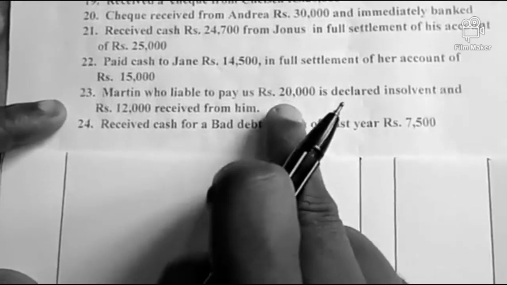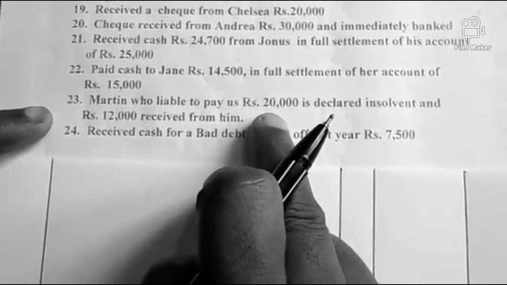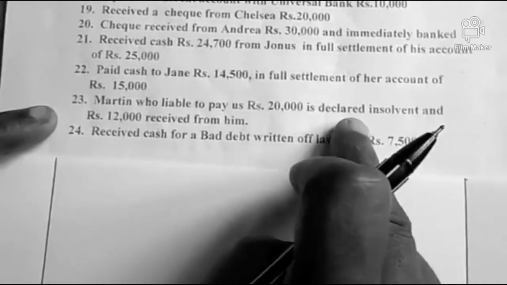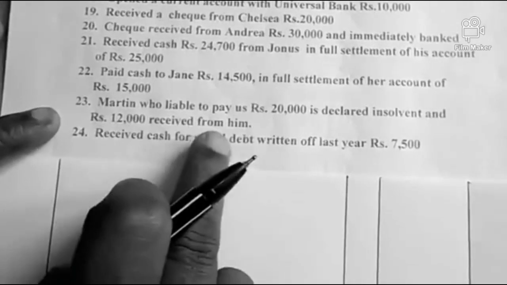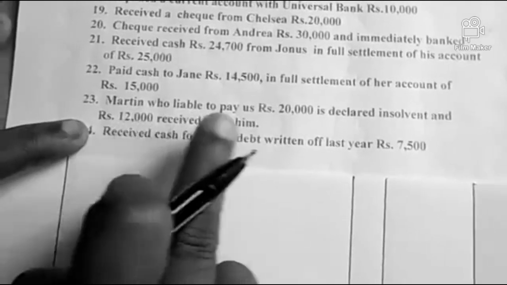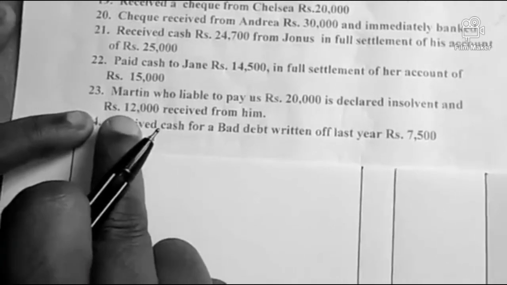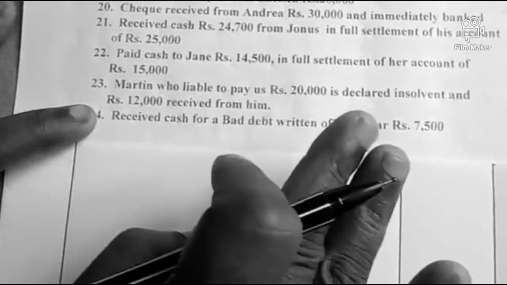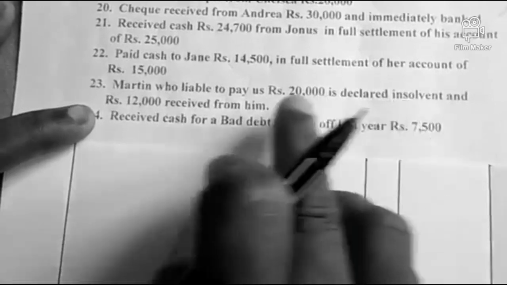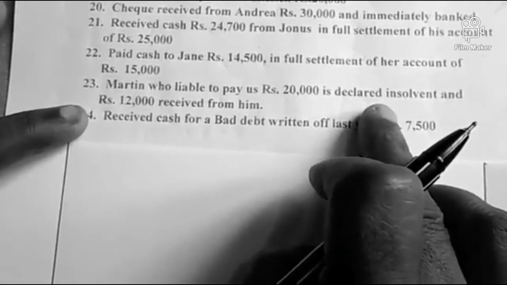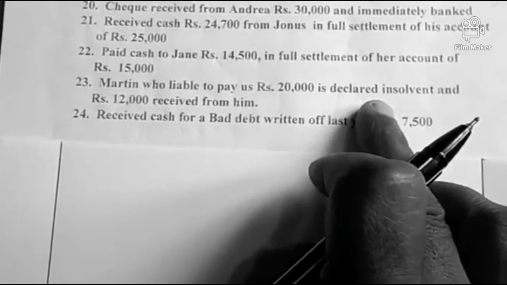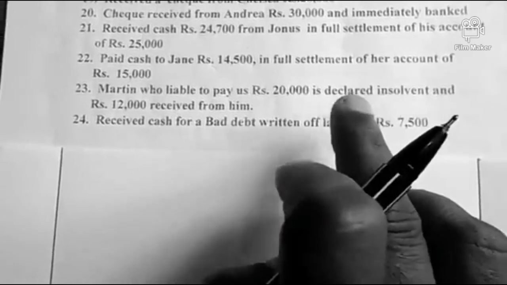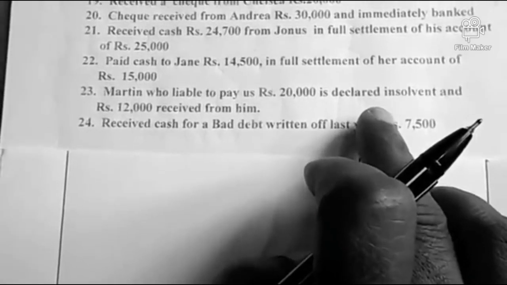Insolvent means he is not able to pay the entire amount. So it is called insolvency. See, Martin, who is liable to pay us 20,000, is declared insolvent and 12,000 received from him. So you have received only 12,000 instead of 20,000. What is the difference between these two amounts? 8,000. That 8,000 is not a discount. Martin is insolvent, so you cannot recover the amount from Martin. That amount is called bad debts. Bad debts means irrecoverable. You cannot recover the amount from the particular customer.